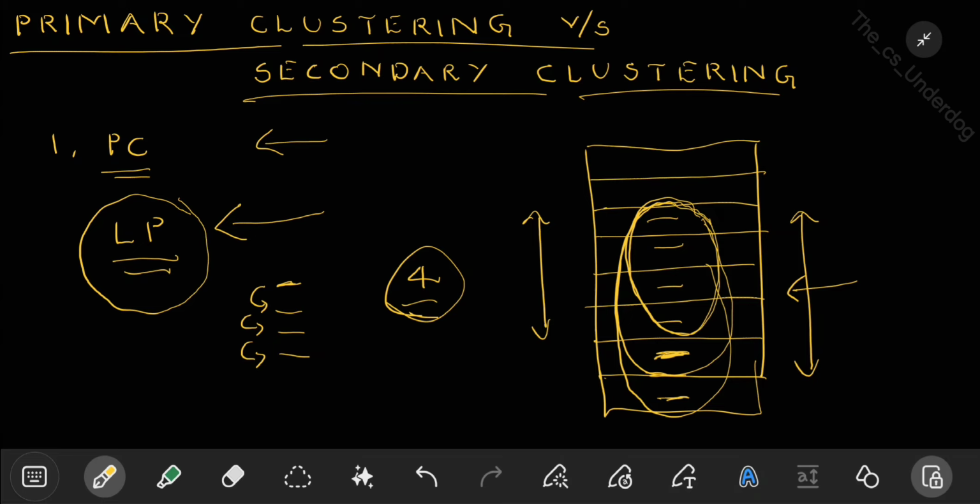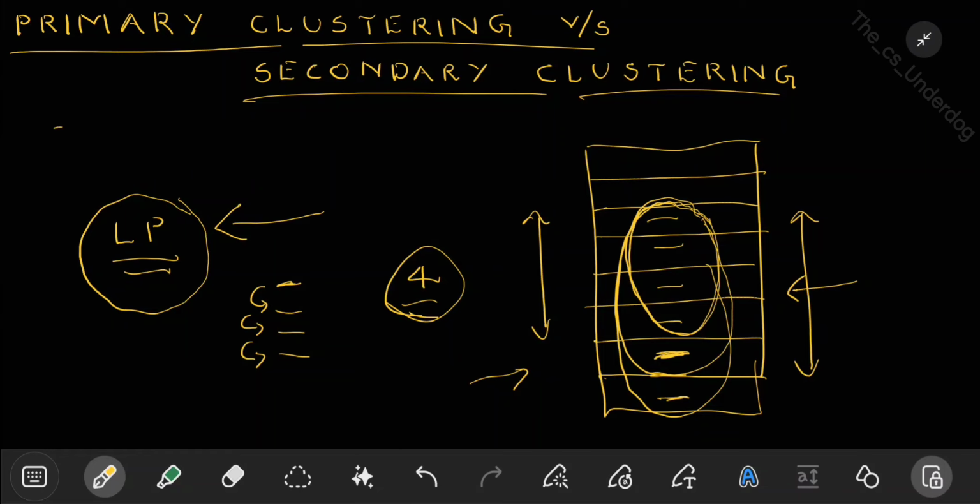So, what can you understand from this? You can understand that primary cluster is applicable only when you have consecutive blocks which are part of the cluster. Okay. And that it always occurs in linear probing. So, the next thing is, what is secondary cluster?